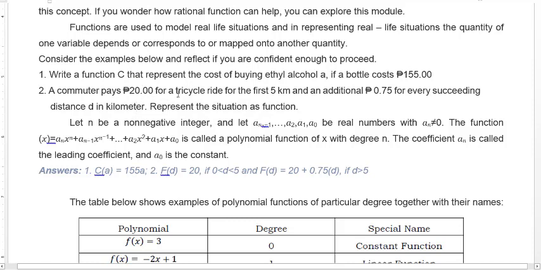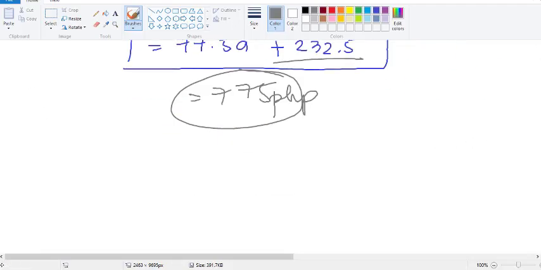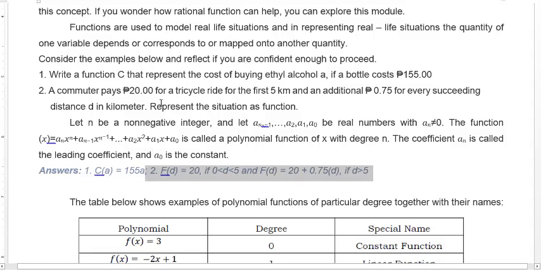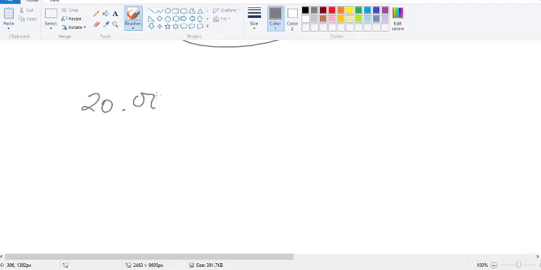So, a commuter pays 20 pesos for a tricycle ride. Grabing tricycle to, 20 pesos, for the first 5 kilometers and an additional 0.75 for every succeeding distance D in kilometers. Represent the situation as a function. So, andito yun actually yung sagot dyan. It's a piecewise function. So, sabi niya, 20 pesos daw ang binabayaran, 20 pesos for the first 5 kilometers. Tapos, dagdagan lang ng 0.75 for every succeeding distance.